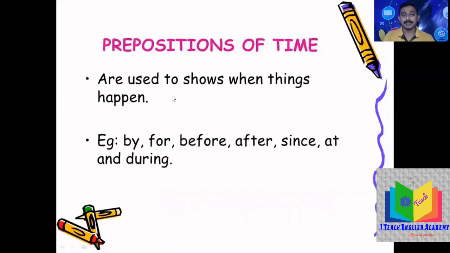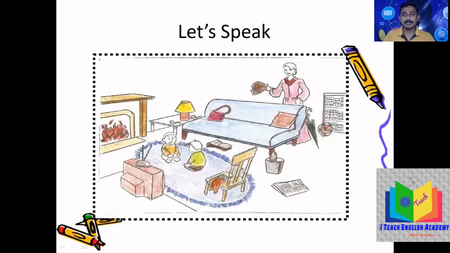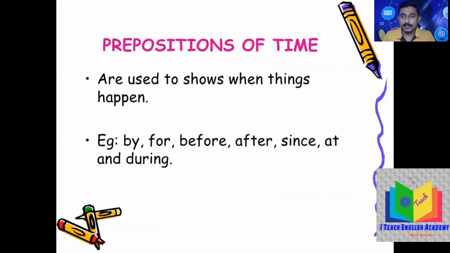Now let us see prepositions of time. It is used to show when things are occurring. By, for, before, after, since, at, and during are some examples. When it comes to prepositions of time, the preposition on is used before days like on Monday, on Tuesday, on Wednesday, on Saturday. And the preposition at is used with the time: at 6:30, at 4:30, at 12 o'clock, at noon. And in is used with months and years.